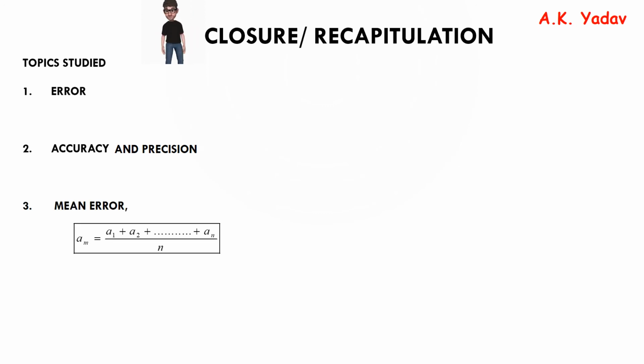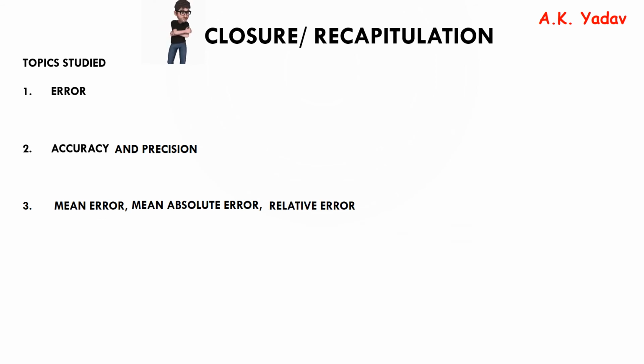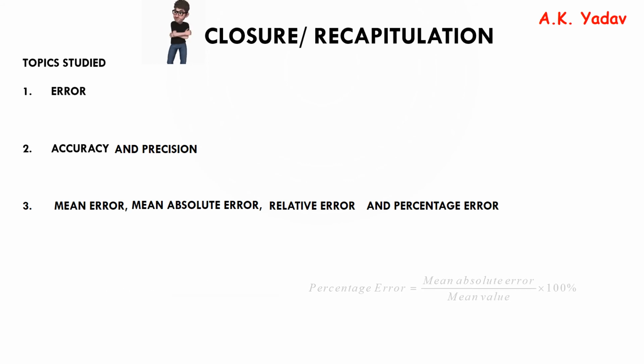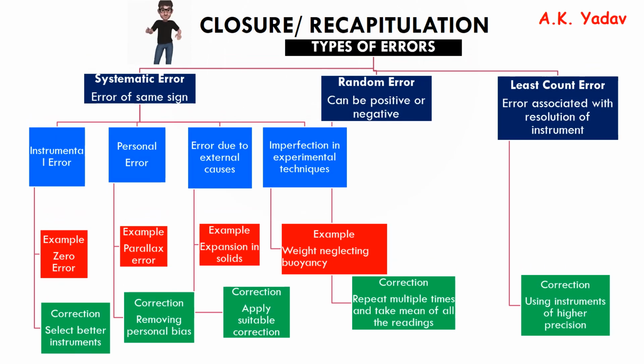Then mean error, that is a1 plus a2 up to an divided by n. Mean absolute error, the mod of delta a1 plus delta a2 plus delta a3 and so on, all divided by n, that is, only positive values we consider. Relative error, mean absolute error divided by mean value, and percentage error, mean absolute error divided by mean value into 100%. Also, we did the complete types of error: what are the different types in systematic, their examples, and their correction?